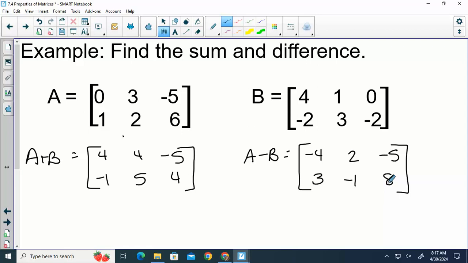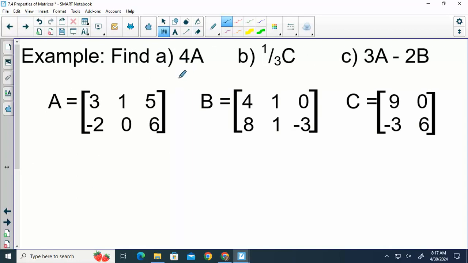We can also multiply matrices by constants. So we can take a number times a matrix. So I'm giving 3 matrices here. What type of matrix is matrix C, by the way? Square one. All right, and we are going to do these 3 different operations here.